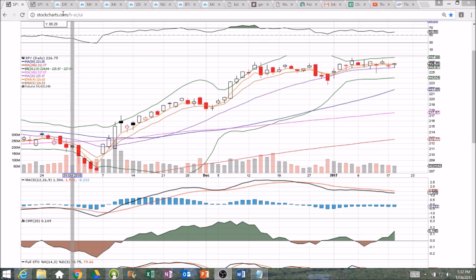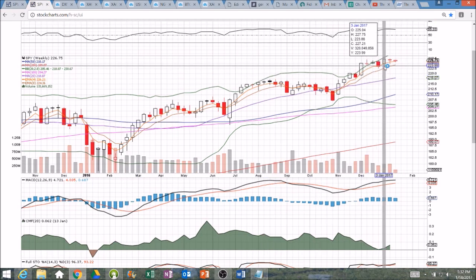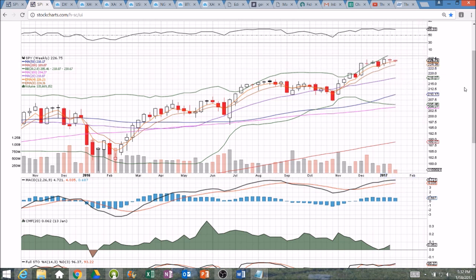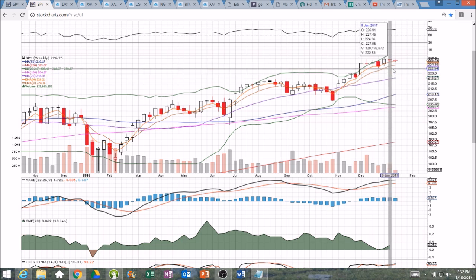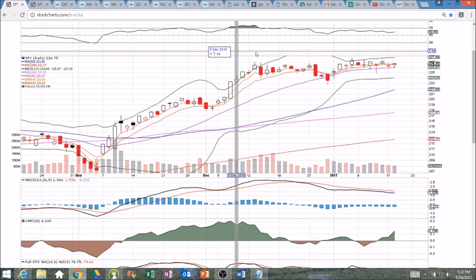Weekly time frame, inside candlestick last week, inside candlestick still this week. Only 2 trading days have gone by, but certainly a very tight range currently. And watching for a clear break of that range, we've been trading within $1 over the past 2 days.